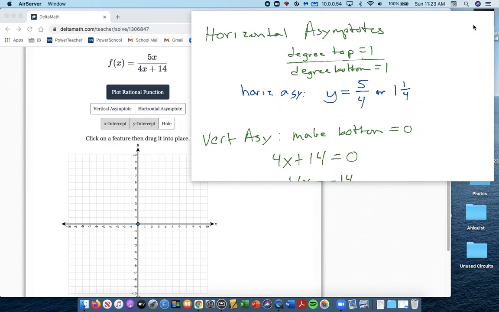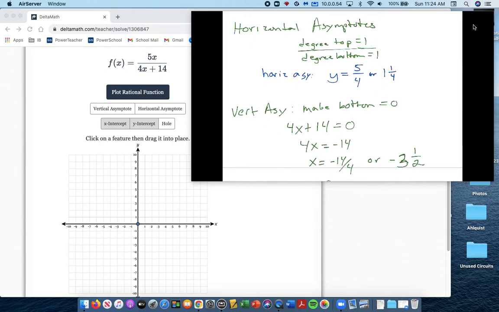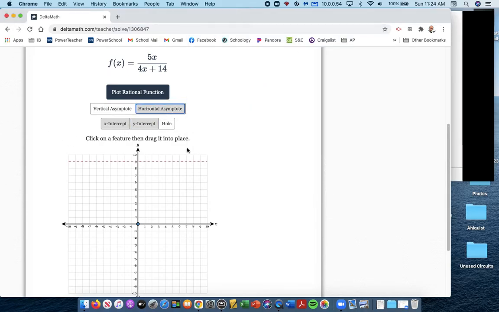Horizontal asymptote and vertical asymptote, because remember on this one there weren't any holes. So the horizontal asymptote, if I click on horizontal, this dotted line shows up, because remember a horizontal asymptote is like a ceiling. In our case, our horizontal asymptote was 1 1/4. So if I bring it down to 1 1/4, it'd be right there. That's about 1 1/4.